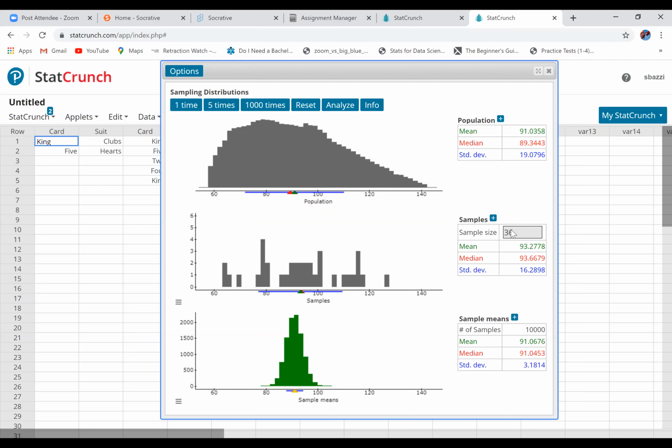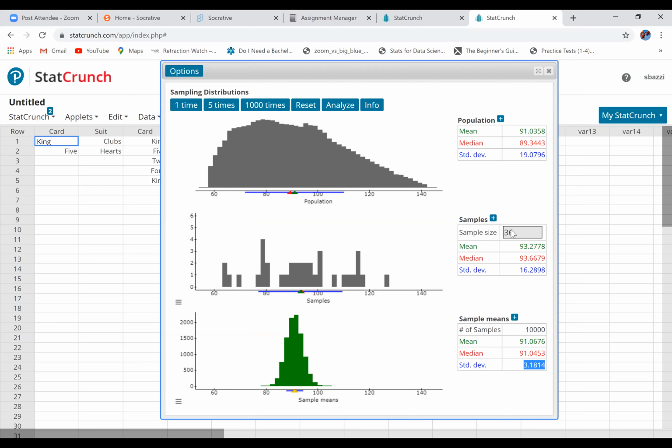But I like to watch the standard deviation, guys. If you have your calculator handy, I would like you to take 19.0796 and divide it by the square root of 36. The square root of 36, guys, is 6. So let's see, what's 19.0796 divided by 6? If you can do the math with me, I appreciate that. I got, guys, 3.18. And look here, it is 3.18.